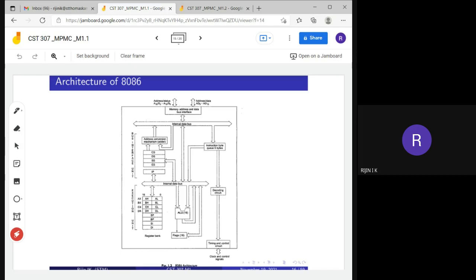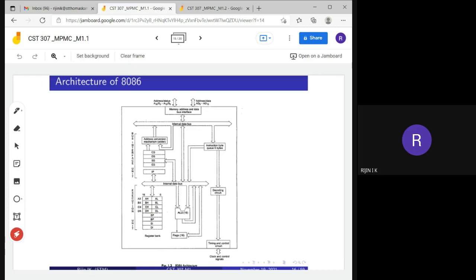AX is divided into two units: AH for the higher order byte and AL for the lower order byte. Similarly, BX is divided into BH and BL, and CX is divided into CH and CL. The last one is DX, which is also divided into two 8-bit registers, DH and DL. So these are the different registers.